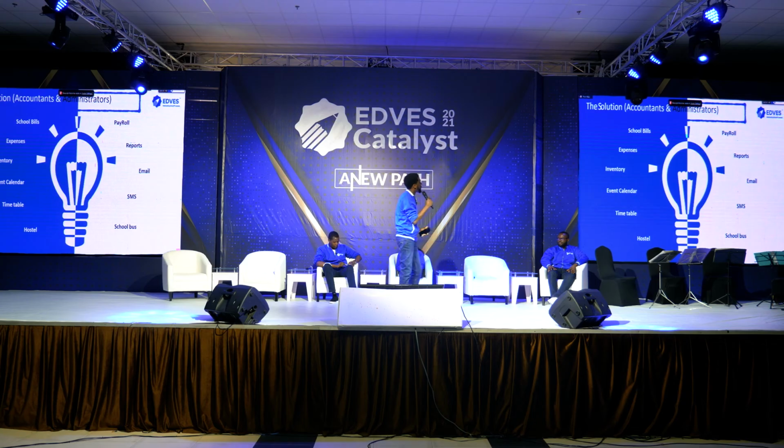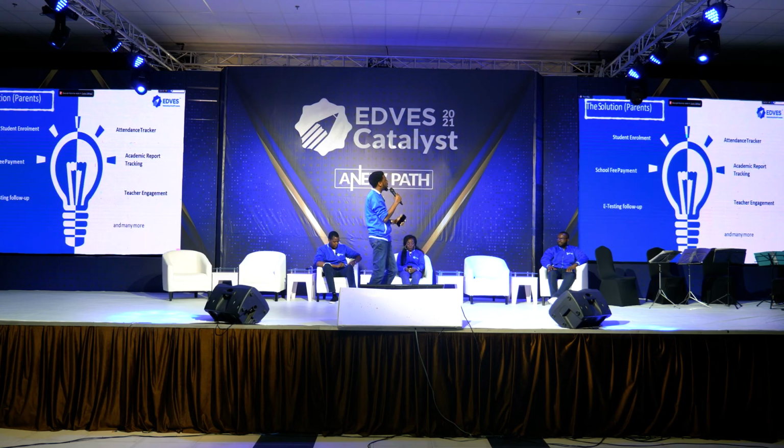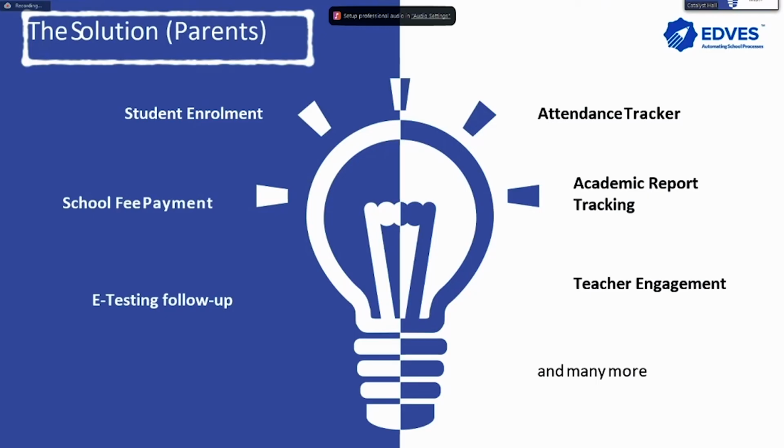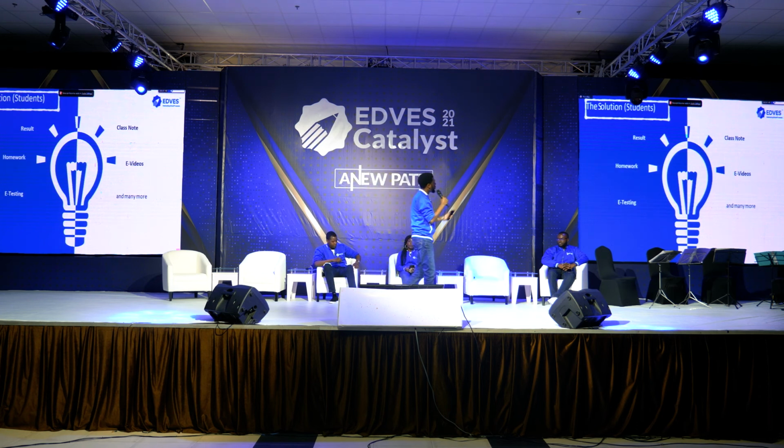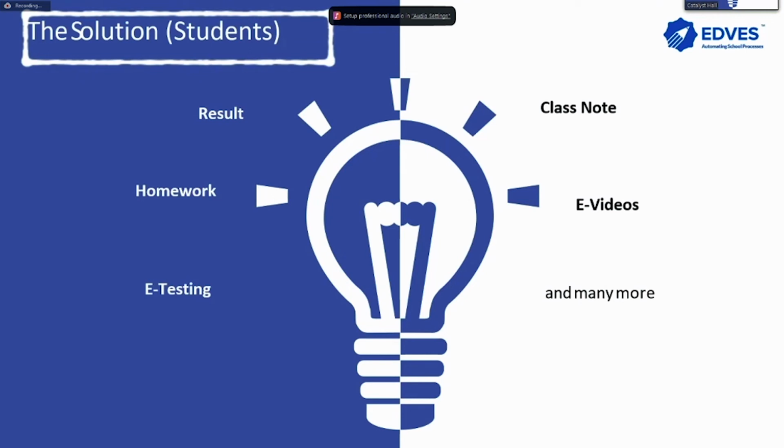The next slide. So for the parents, what can the parents actually get out of this? The parents can enroll their children. They can pay the school fees, do the e-testing follow-up, and engage the teachers on the platform. Alright, so for the students, they can check their results, do their homework, do the e-testing, watch videos, and get their class notes.